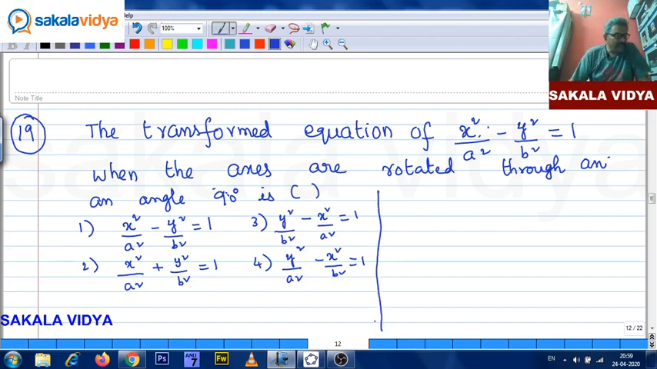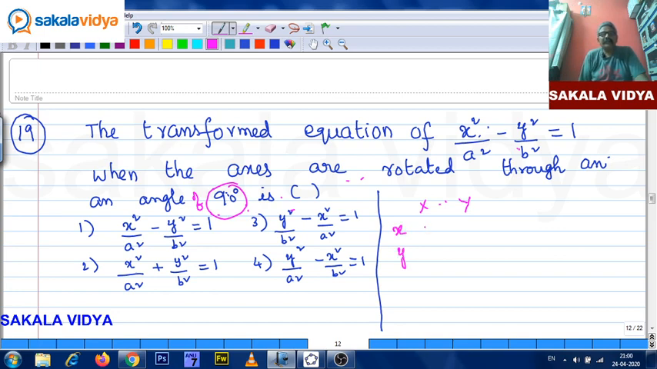Okay, Gopasri, right. See, the angle of rotation is 90 degrees. The transformed equation of x square by a square minus y square by b square is equal to 1 when the axes are rotated through an angle of 90 degrees. That means capital X, capital Y, small x, small y.